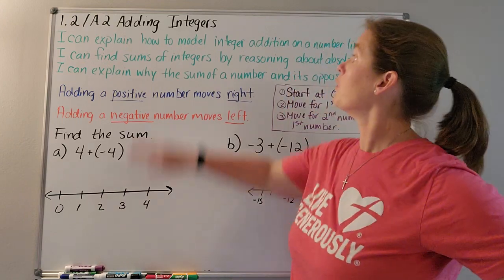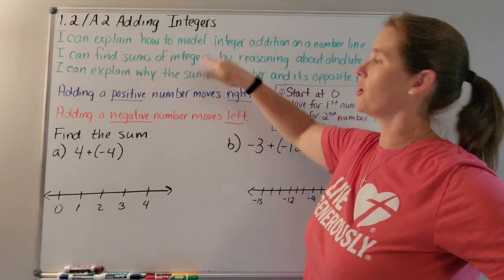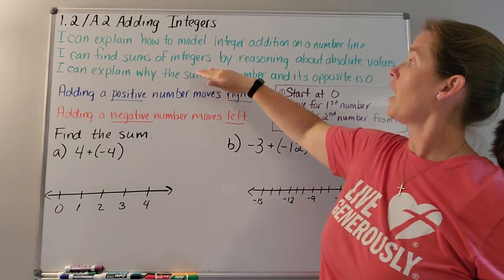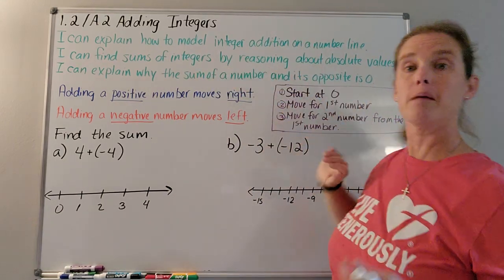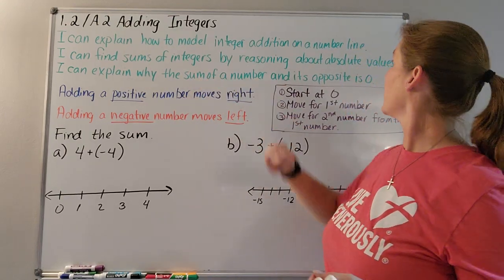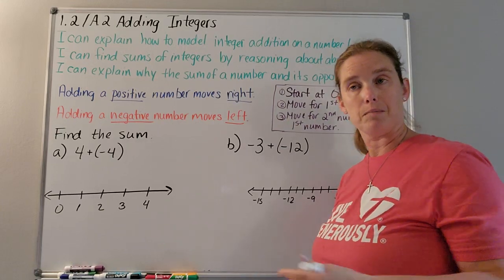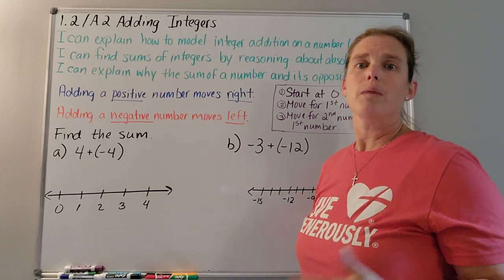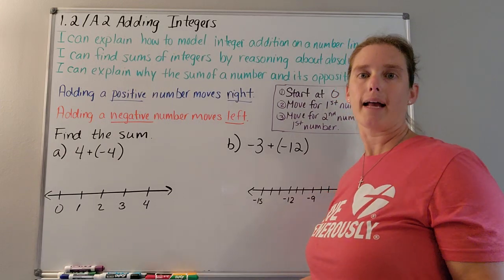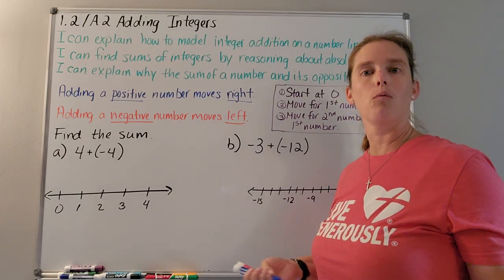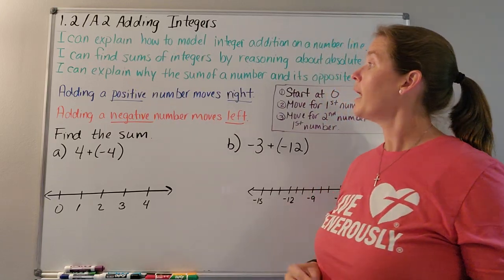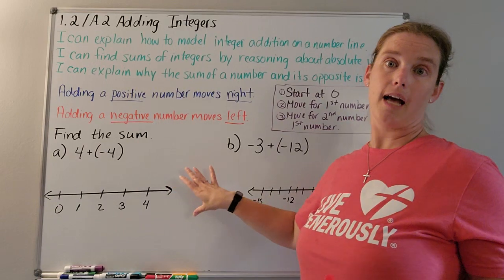So by the time we're done, we want to be able to explain how we can model or show integer addition on a number line. We're going to find sums of integers by reasoning about absolute values, and then explain why the sum of a number and its opposite is 0. By the end we're also going to have a couple of general rules to help ourselves when we're adding integers, just to make it go hopefully a little bit more smoothly and a little bit more quickly. But right now, we're going to use number lines to help us.